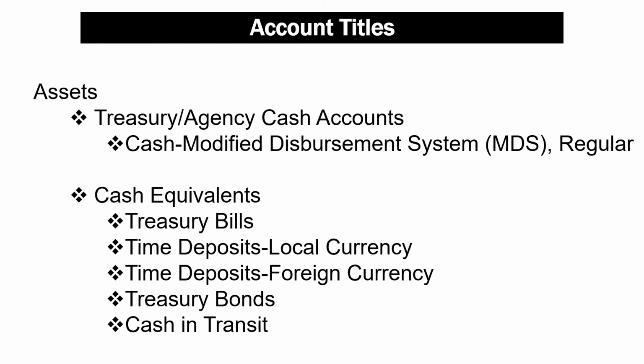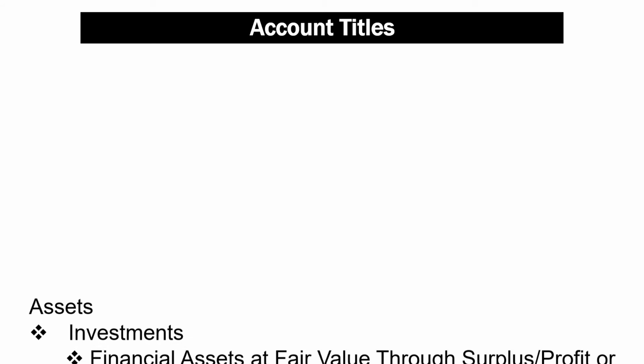You also have the treasury bonds. Alam naman natin kung ano yung treasury bonds, di ba? Ito yung mga kailangan mag-collect ng additional or invest ng government para ipautang sa iba. That's supposed to be parang ganun siya. And then the cash in transit. So, yung cash in transit, yung papunta pa lang. Yung mga bank deposits na hindi pa nakikredit.